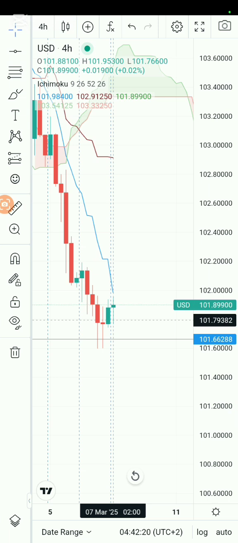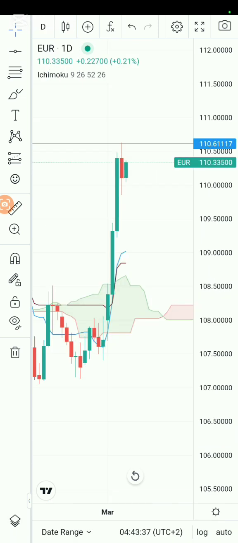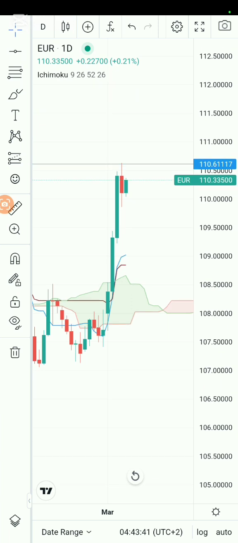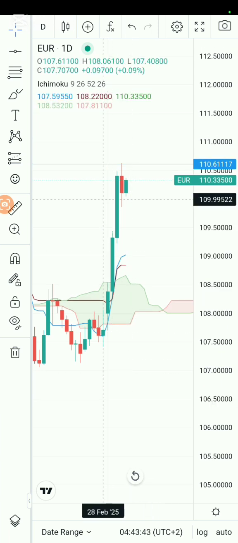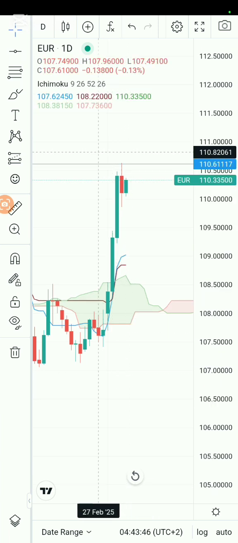All right, now let's go and check the euro for trading opportunities if we can combine that with the US dollar. Okay, if you look at the euro, you'll notice that price has been bullish as well, but price has found resistance on this level here.